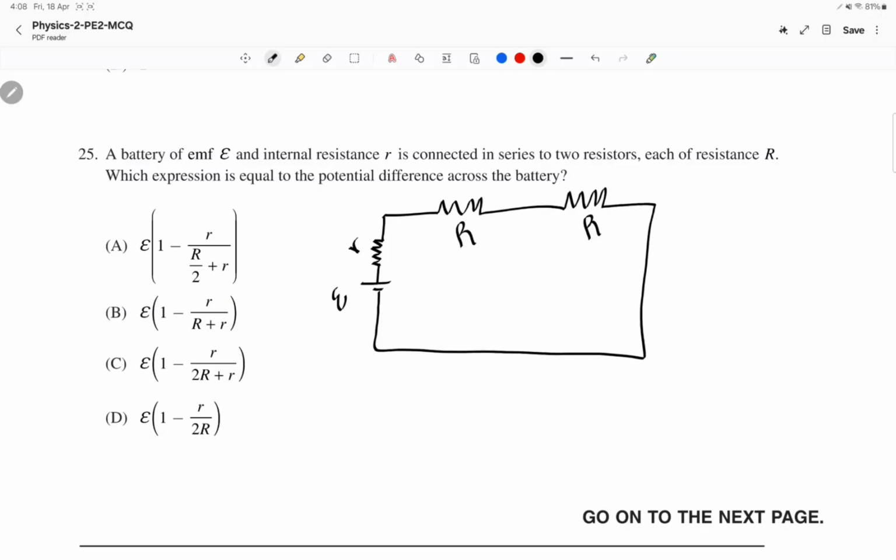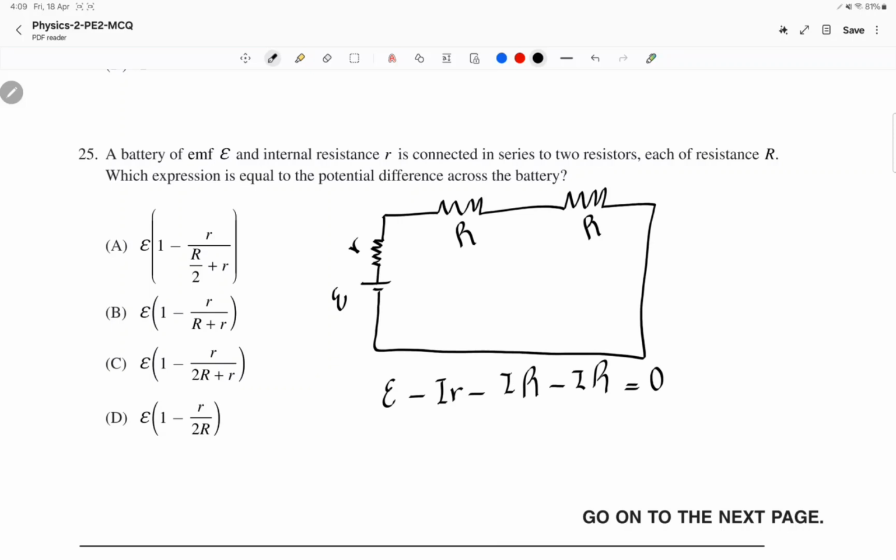If we were to apply Kirchhoff's rule, it says whatever goes out has to come back in. And so if we subtract them, we get 0. So I'm going to say EMF. Whatever comes after EMF has to be a minus. So minus I times small r, minus I times capital R, minus I times capital R. The whole thing must be equal to 0.